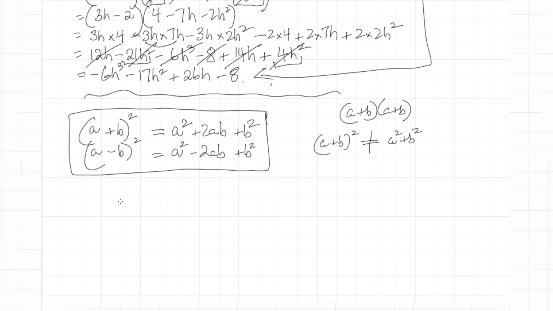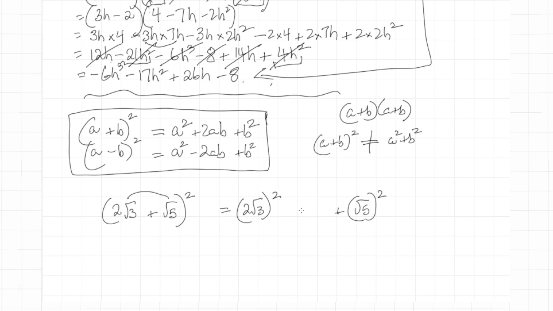Let's do an example. So we've got 2 square root of 3 plus square root of 5 all squared. Look at our pattern. We square the first term. Now we may need to make an intermediate step here. Square the first term, leave a gap for the middle term, and then we square the last term.